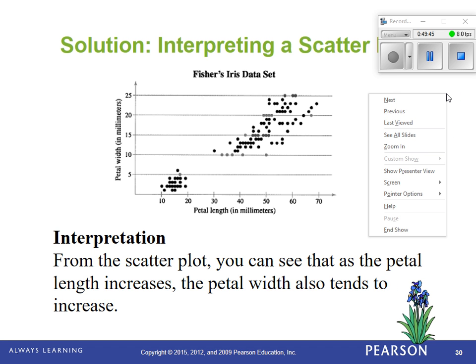On this scatter plot, if we just look at this, don't read this down here. It's got petal length in millimeters, petal width in millimeters. What information could we get from just looking at that scatter plot?